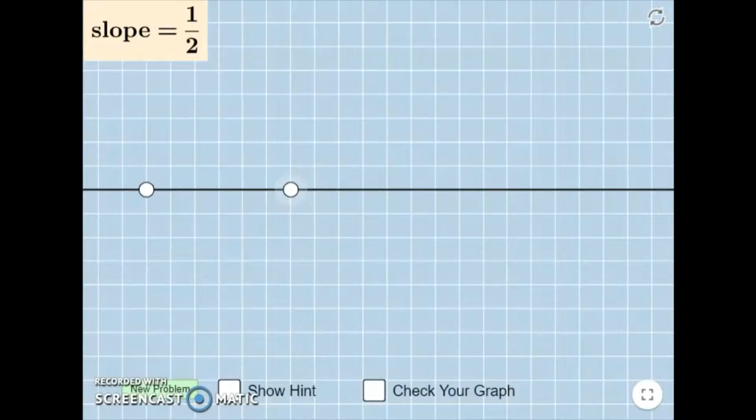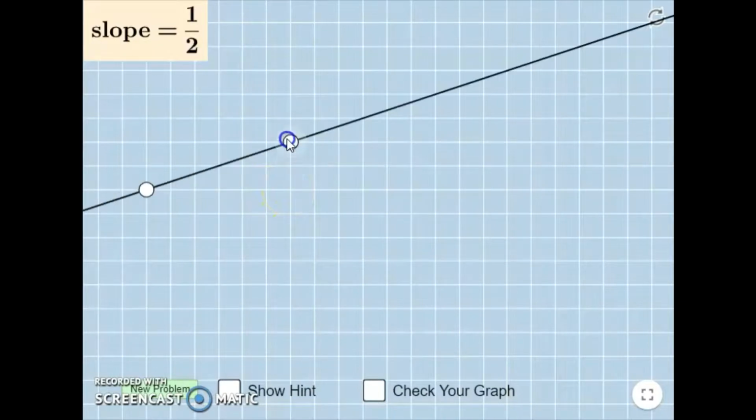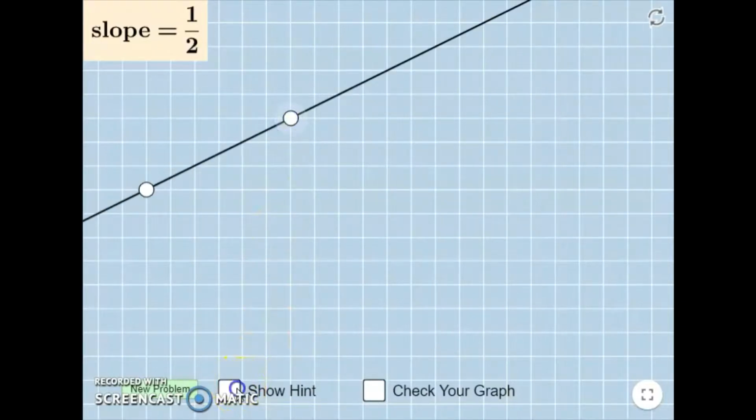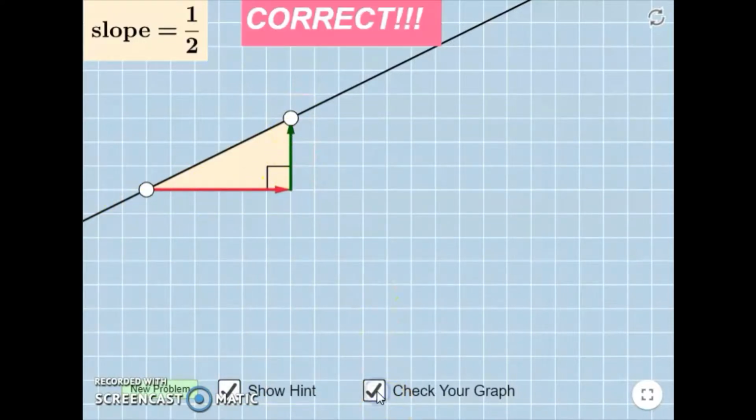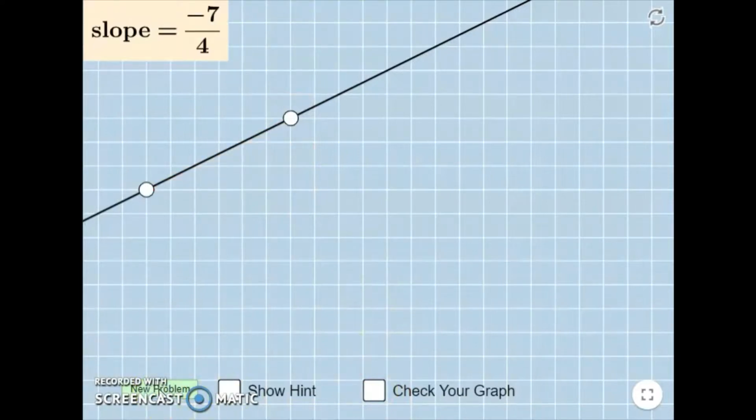So if I'm asked to make a line with a slope of a half, then I want my rise to be half of the run. Here my run is 1, 2, 3, 4, 5, 6. So I really want to go up 1, 2, 3. And we can check that with this. Here we have 1, 2, 3, 4, 5, 6, and here we have 1, 2, 3. So that is correct.